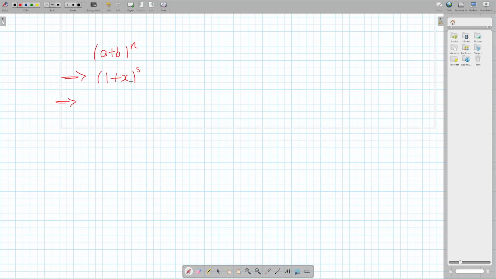Isn't this, let's expand it. You're going to get 1 to the power of 5 plus 5c1, 1 to the power of 4, x to the power of 1, right? We're just expanding. 5c2, 1 to the power of 3, x to the power of 2, and so on and so forth. Or let me expand it fully, that would actually help you get that point. Then 5c3, 1 to the power of 2, x to the power of 3, plus 5c4, 1, x to the power of 4, plus 5c0, x to the power of 5.